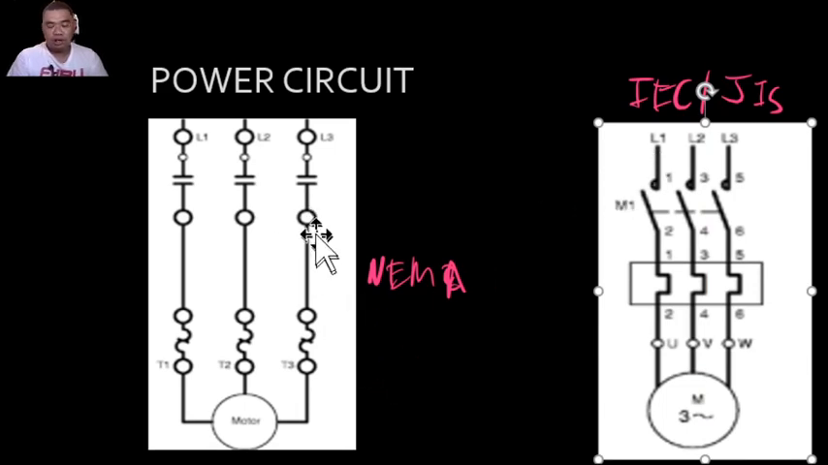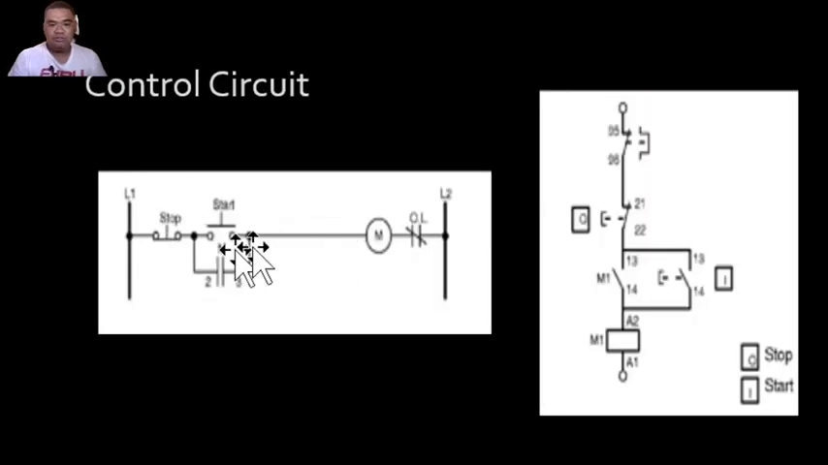If we focus on the main contacts of our contactor, for this one the main contacts are open. Open meaning, if this is our supply side, so we have line 1, line 2, and line 3, the motor will not operate because the main contacts of our contactor are open. The same with this diagram. So what will make these contacts closed? How does the power circuit become operational if you change the state of our control circuit?